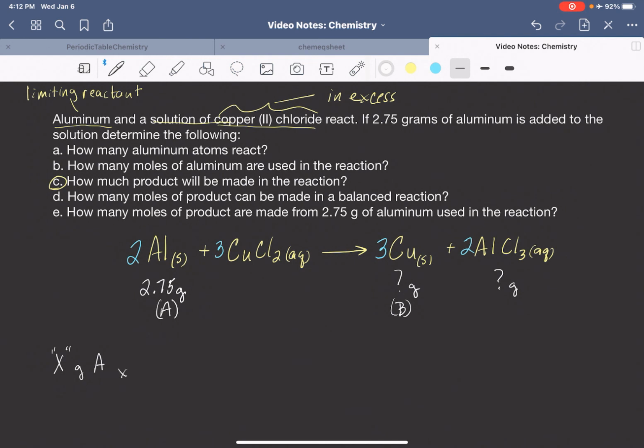So don't worry about numbers. Remember, there's grams. We need to go from grams to mole. So you'll remember that you heard me say grams to mole.